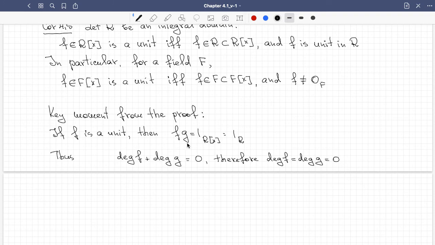We use the identity fg equals identity; take this as a constant polynomial of degree 0. Degree of the product of two polynomials is the sum of their degrees. Now we have a sum of two non-negative numbers, which is 0. That implies that both of them must be 0, otherwise the sum is going to be strictly positive.